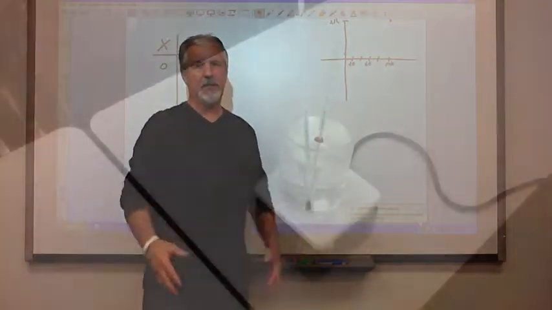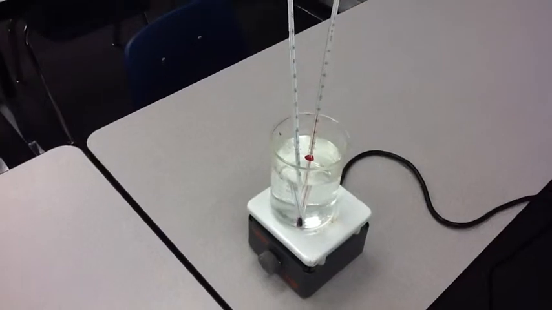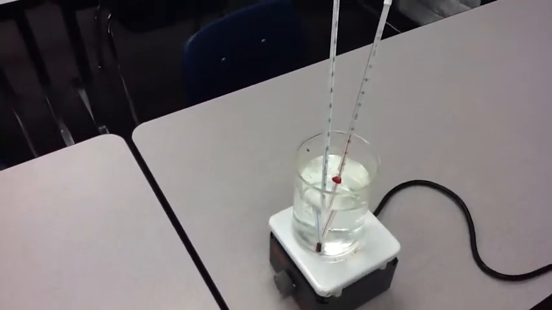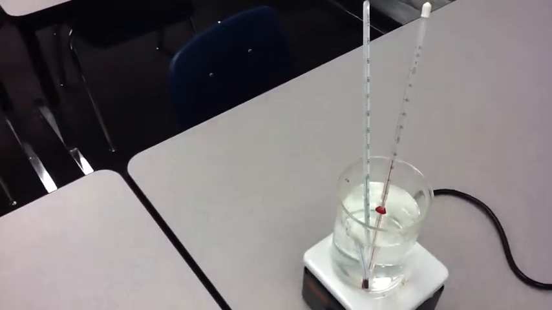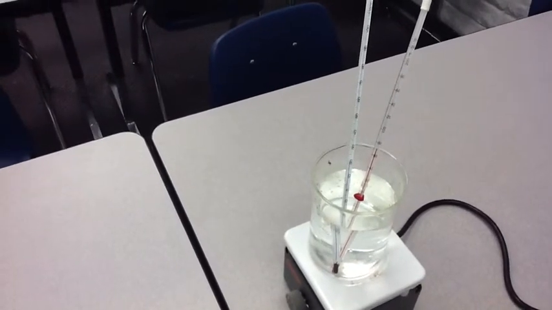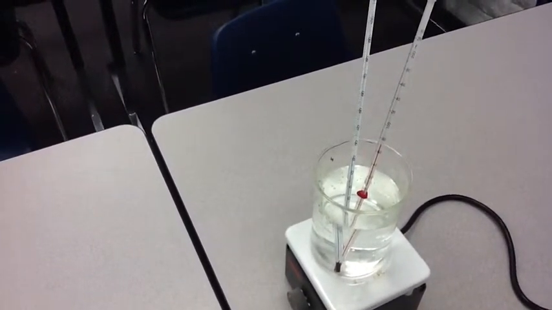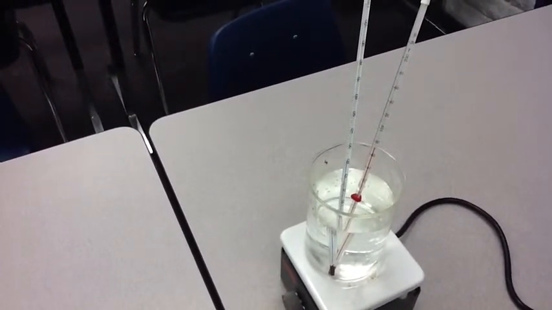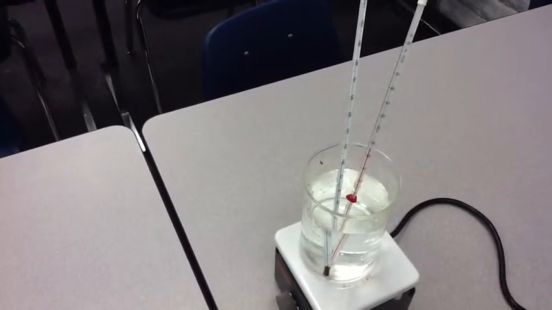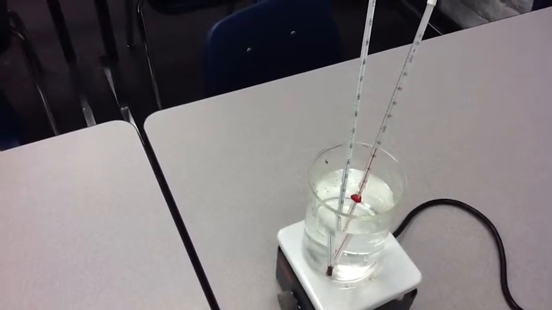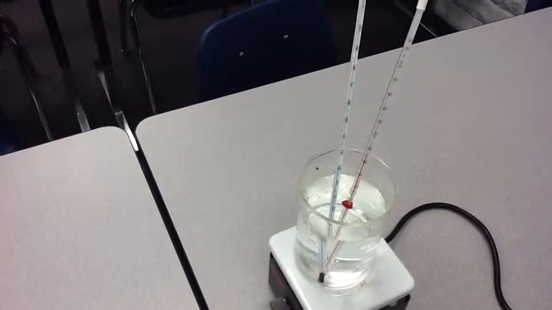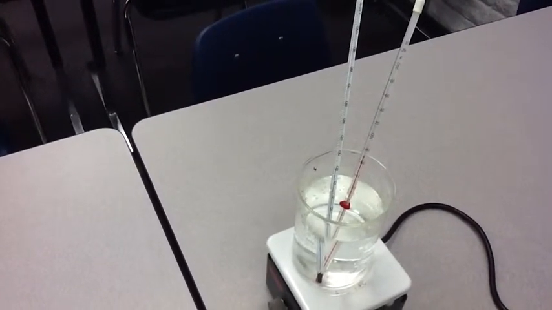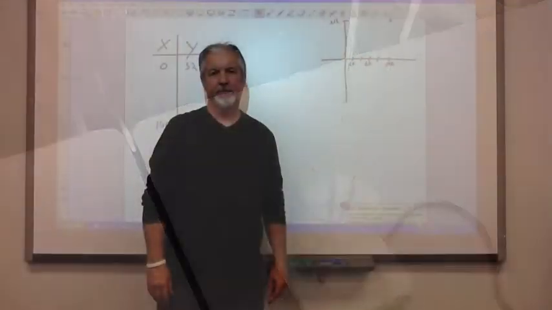Let me show you the equipment. And here is our setup. It couldn't be much simpler. We're just boiling some water. We have 2 thermometers in it. I don't know if you can tell, we have 1 Celsius, the blue thermometer, and the red thermometer is a Fahrenheit. And we're just going to take readings as we boil the water.